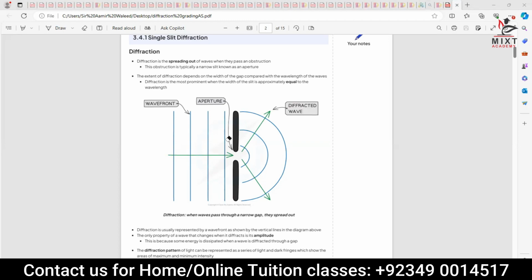The diffraction pattern of light can be represented as a series of light and dark fringes, where it shows areas of maximum and minimum intensity. Just copy that first and then I will explain what exactly they are saying.